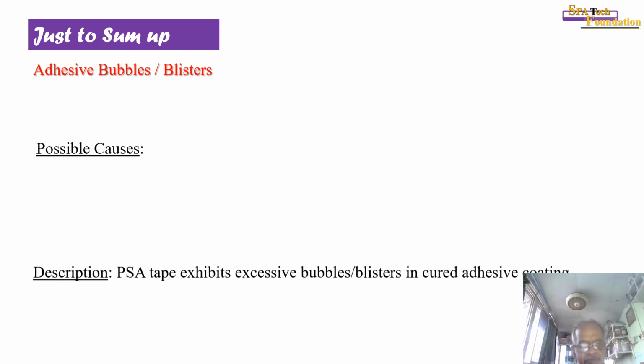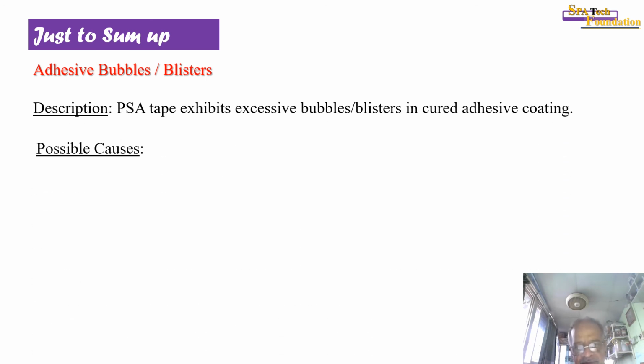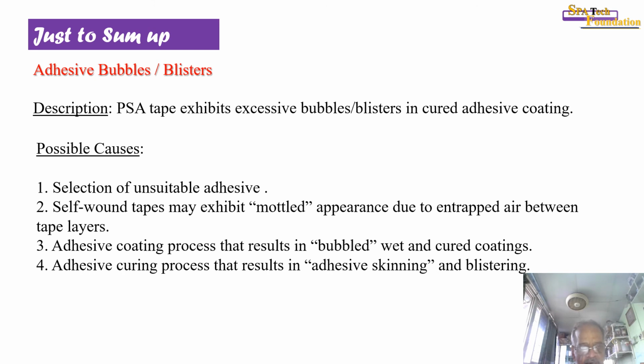Adhesive bubbles and blisters. PSA tape exhibits excessive bubbles and blisters in the cured adhesive coating. The possible causes: selection of unsuitable adhesive. Self-wound tape may exhibit a mottled appearance due to entrapped air between the tape layers. Adhesive coating process that results in bubbled, wet, or cured coating. Adhesive curing process that results in adhesive scaling or blistering.